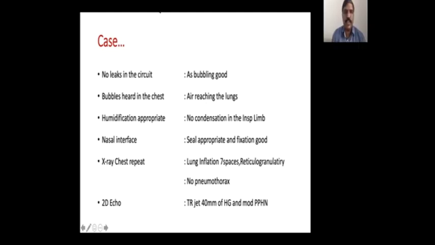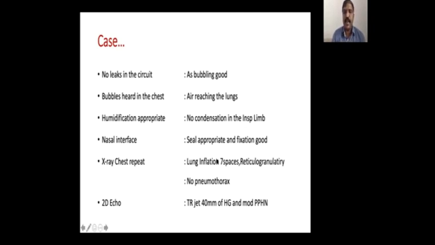Humidification appropriate, which means there should not be any condensation in the inspiratory limb. There should be some moisture in the expiratory limb. Nasal interface, the seal should be appropriate. You should have used snugly fitting prongs in the nose. Baby should not be troubled. They should not be crying with pain. So there should be a gap between the columella and the nostrils and the interface.